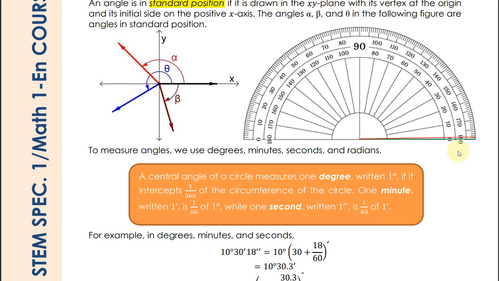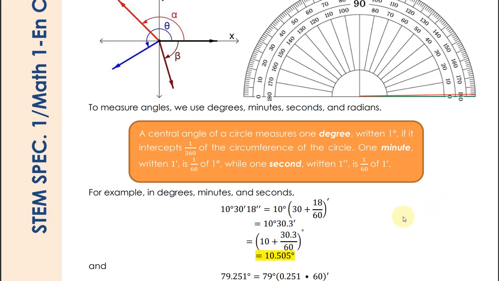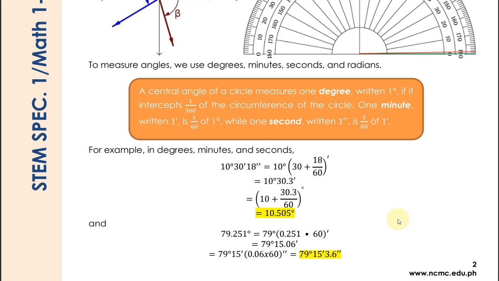Inside the minute, if you zoom in again and divide it into 60 parts, then you will get the second. And that is denoted by 1 double prime, or two apostrophes. Okay, so let's have an example. For example, we are going to convert this one into its degree equivalent. We are given 10 degrees, 30 minutes, 18 seconds. So, that is read incorrectly.